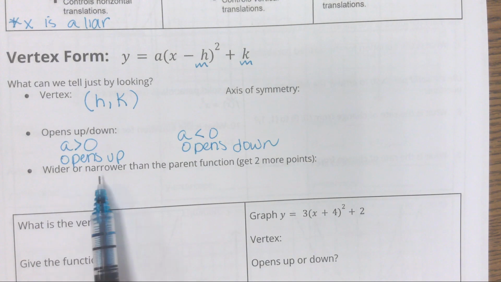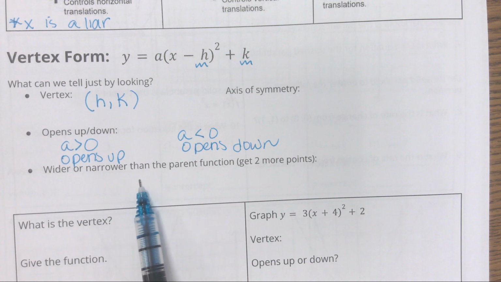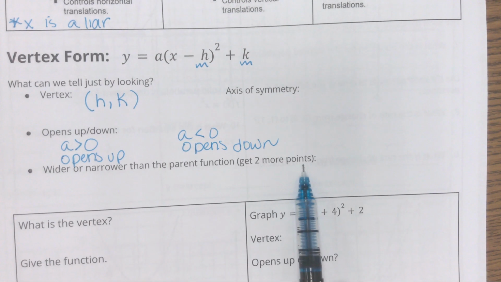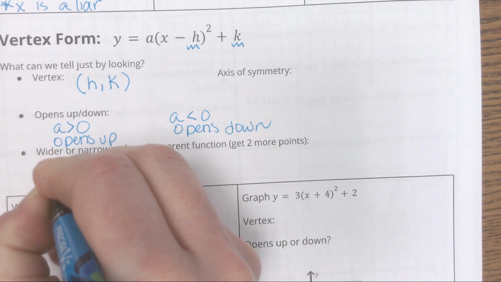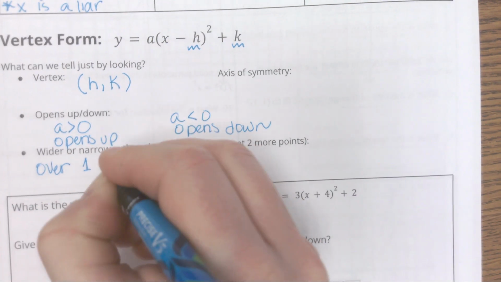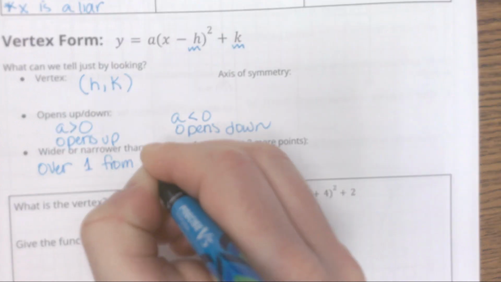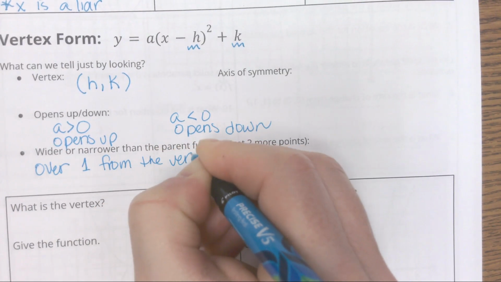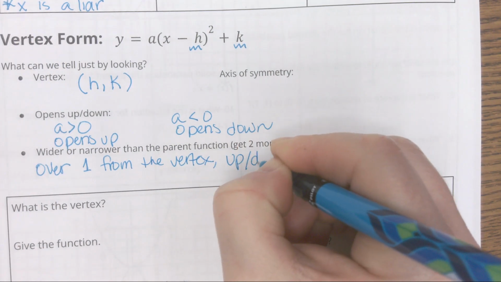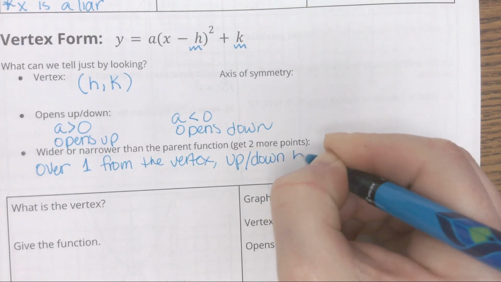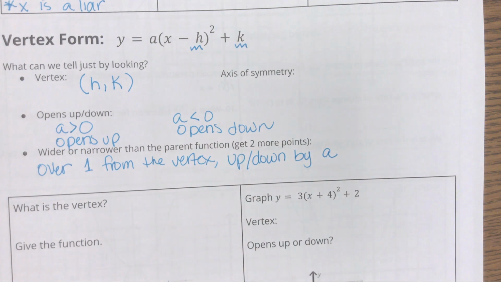So it's going to either be wider or narrower than the parent function. How would you get 2 more points? You are going to go over 1 from the vertex, and then you're going to go up or down depending on if it's positive or negative A.